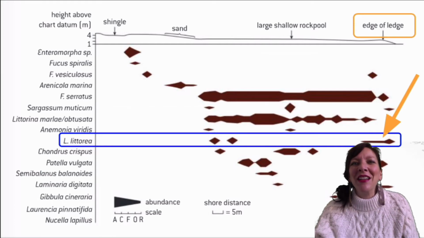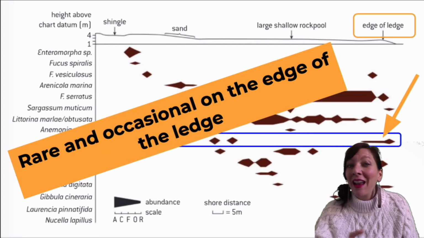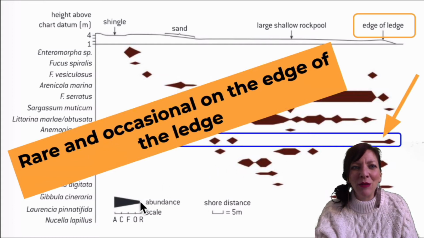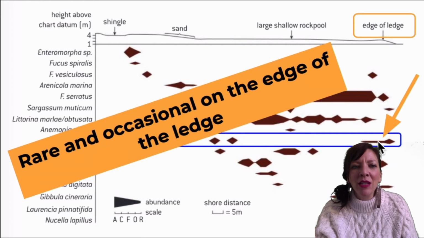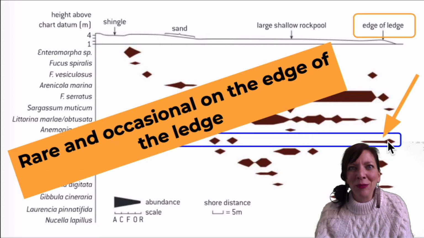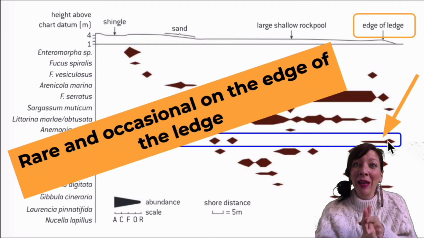Perfect. All right, so I'm hoping you went with rare and occasional. If you look at where the R is, if you look at the O, this portion right here is going to be rare, where it's a little bit thicker is occasional, okay? And it's at the edge of the ledge. So one, we're saying the abundance. Two, we're saying the location.